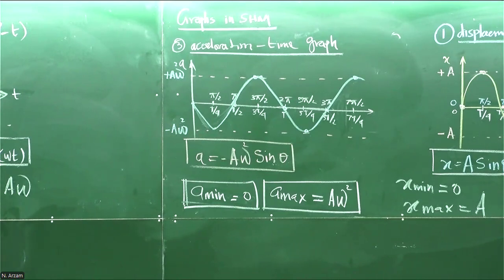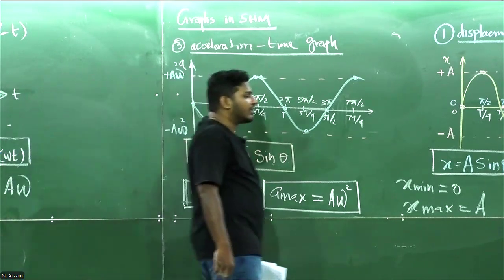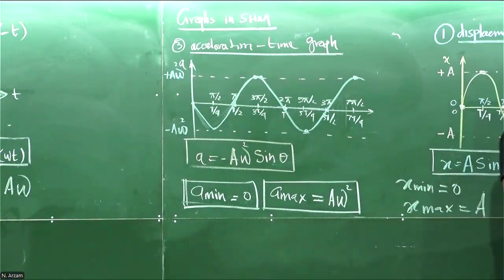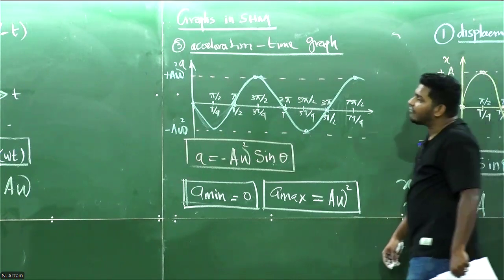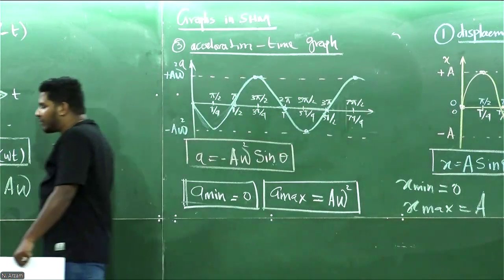So these are the three graphs of simple harmonic motion. These are the important three graphs. Okay, and there's also one more graph as well. Let's draw that one also.